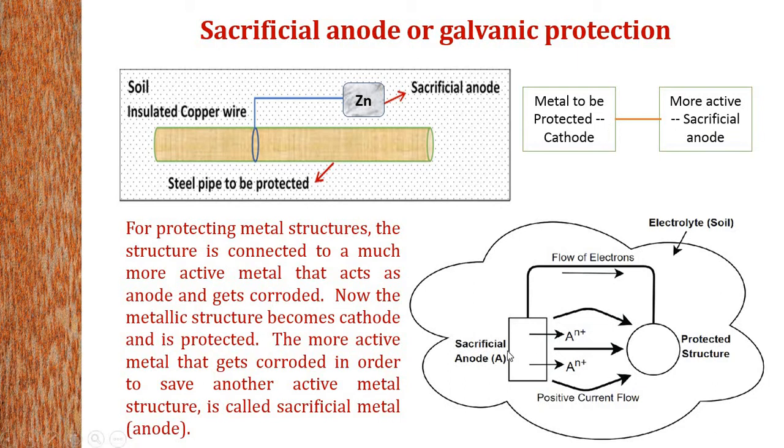You can see here the sacrificial anode is undergoing dissolution, it is undergoing corrosion in order to save this structure. Ions are released, electrons are transferred, and therefore this is acting as cathode. So for protecting the metal structure, the structure is connected to a much more active metal which acts as anode, and this anode gets corroded, which is called a sacrificial anode.